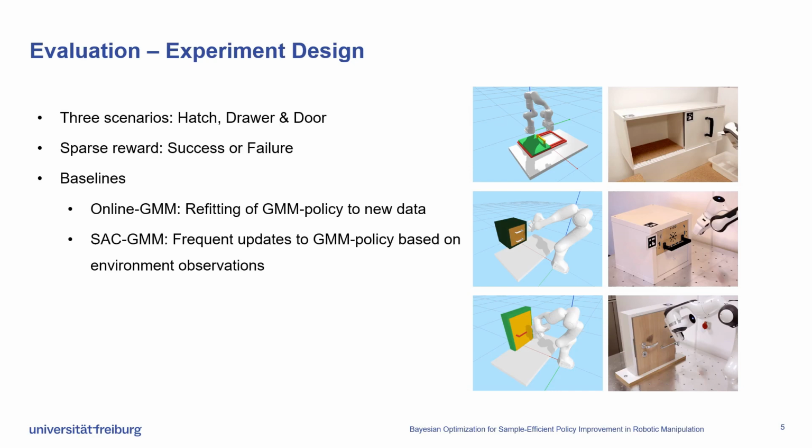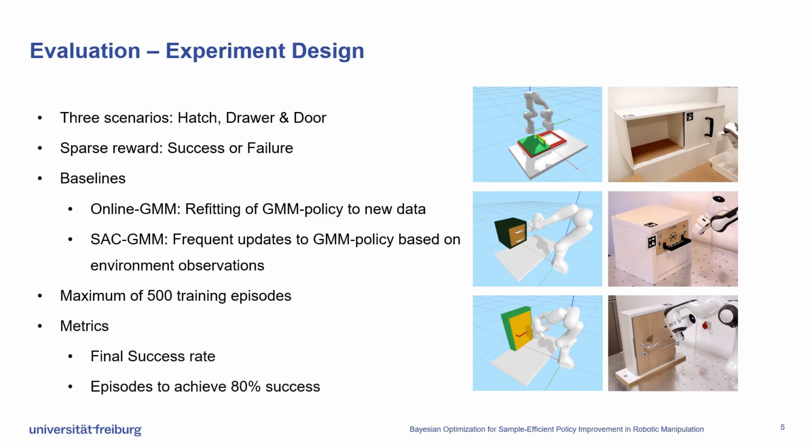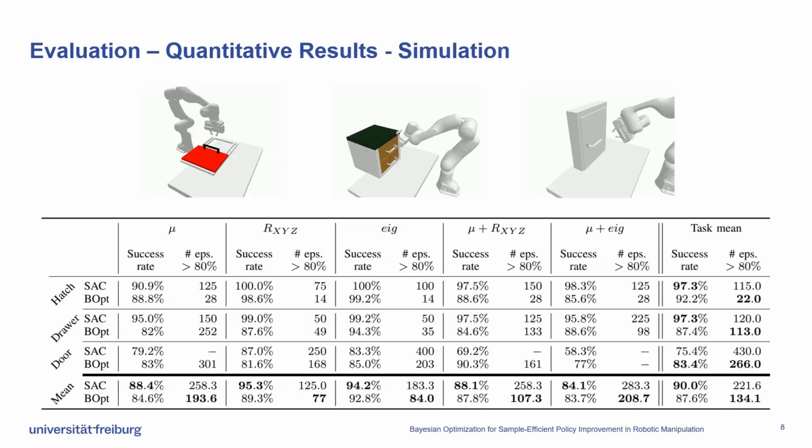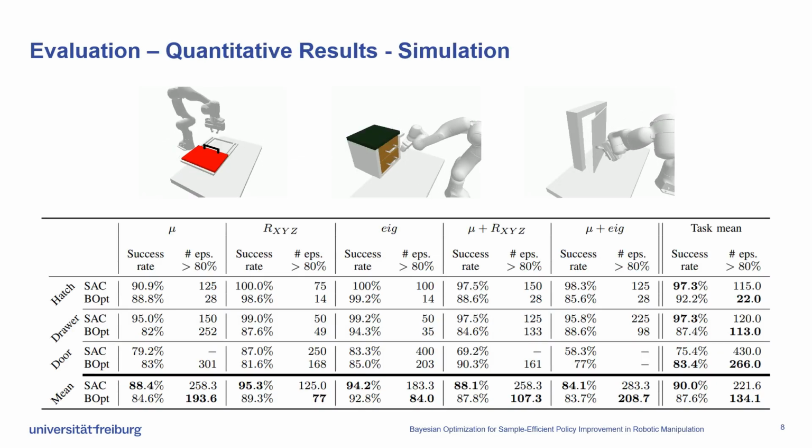We run all approaches for a maximum of 500 episodes and track the final model success and the number of episodes needed to achieve 80% success. We fit the initial GMM policy to 10 teleoperated demonstrations for the tasks.